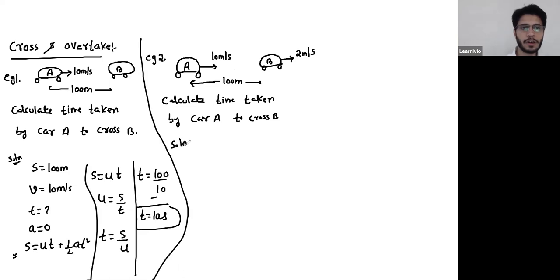Now tell me, is it a one body problem or a two body problem? One body or two body problem means only car A is moving or both the cars are moving. It's a two body problem. Both the cars are moving. This two body problem is comparatively tough because you have to calculate displacements of both the cars.